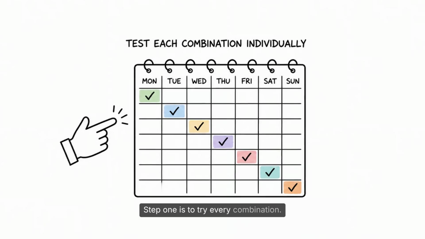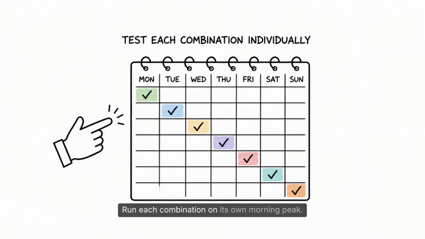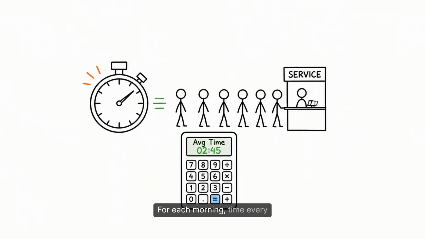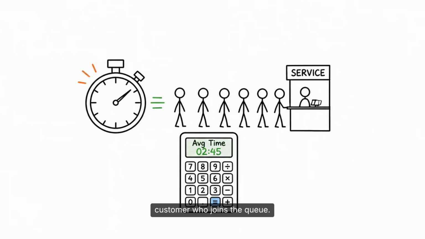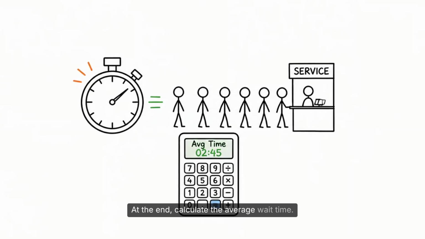Step 1 is to try every combination. Run each combination on its own morning peak. For each morning, time every customer who joins the queue. At the end, calculate the average wait time.